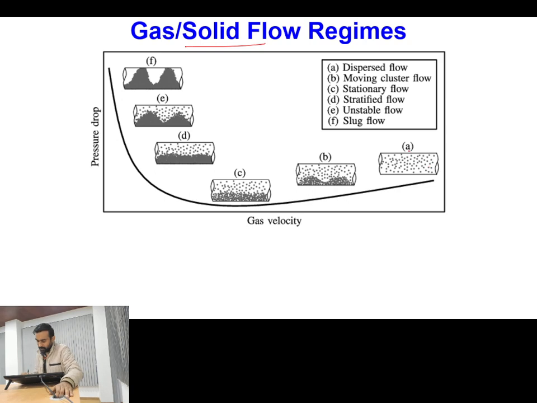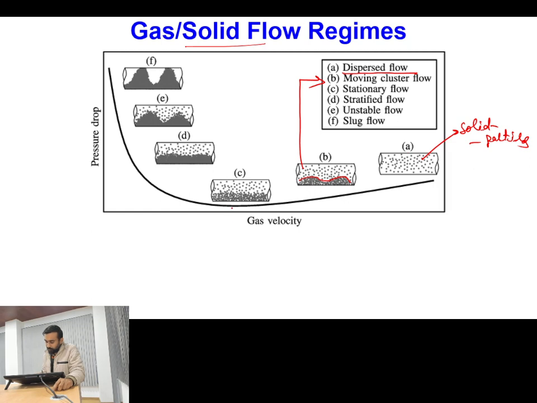So that is called dispersed flow. So all these are nothing but the solid particles. And if you start decreasing the gas velocity, then what will happen? Some particles will start settling at the bottom and start clustering with each other. So here we have a cluster, and then above we have dispersed. So this is called moving cluster flow.